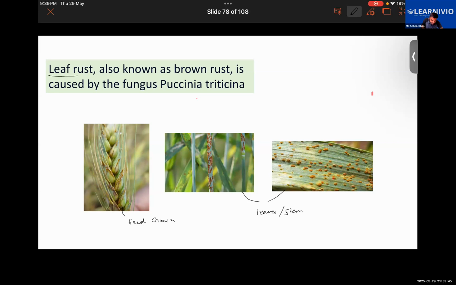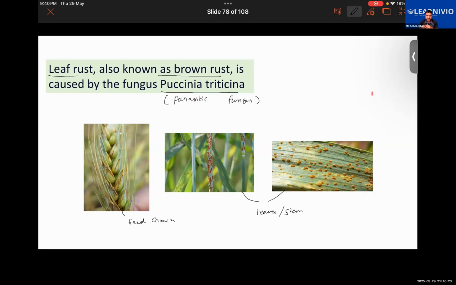So leaf rust, which we also call brown rust, is caused by a fungus called Puccinia triticina. Now, this is a type of parasitic fungus. Fungus can have two modes of nutrition. Some fungi are parasitic in nature, while some are saprophytic. This is a parasitic type of fungus that lives on the body of other organisms. Particularly here, it lives on the wheat plant, on the seed grains, leaves, or stems, and it starts to obtain nutrition from it. So it has a parasitic mode of nutrition.